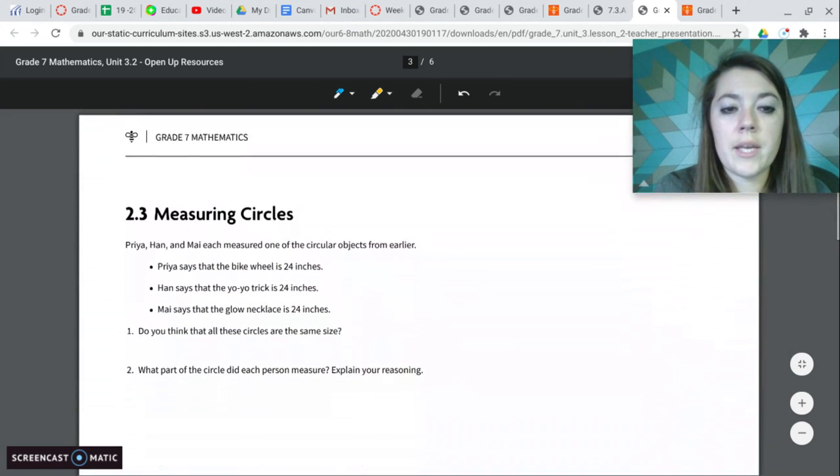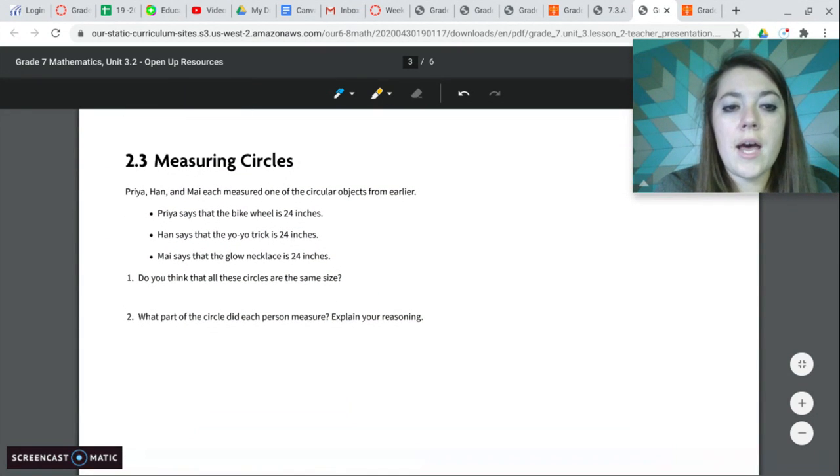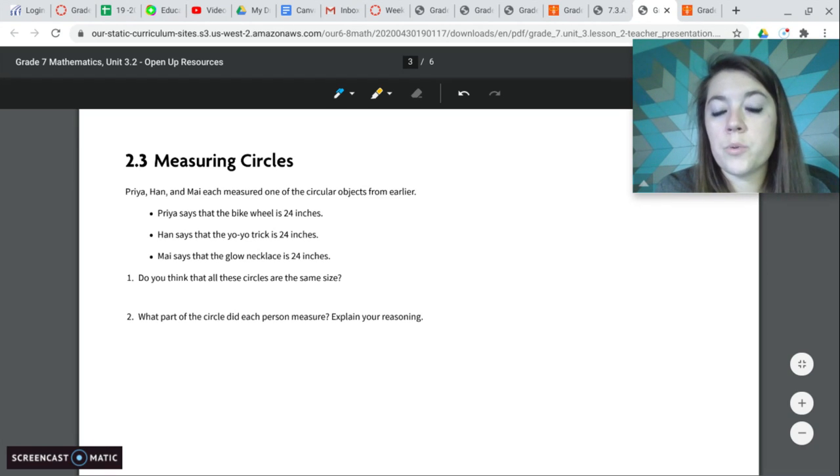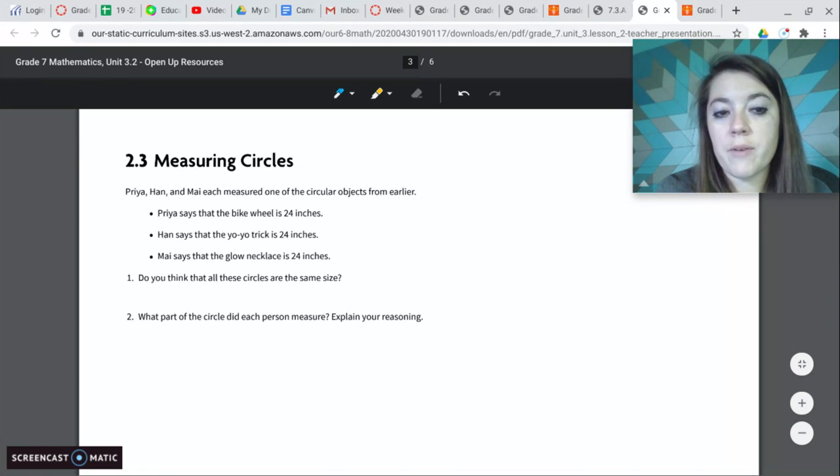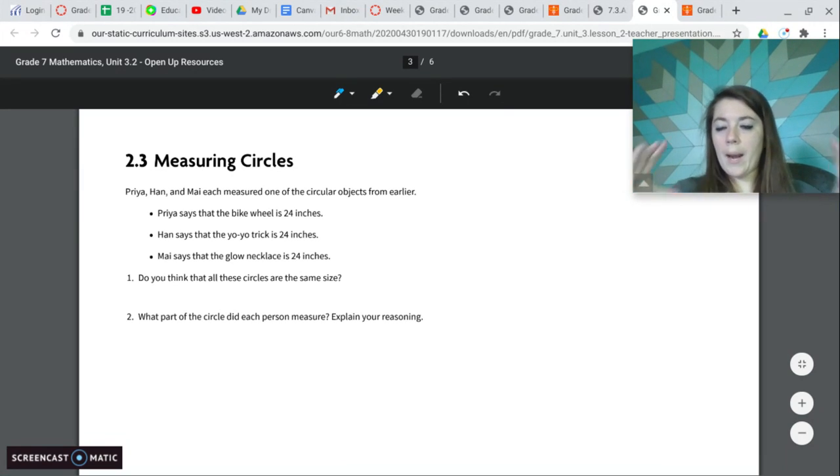Now, the next thing we're looking at, measuring circles. Priya, Han, and Mai each measured one of the circular objects from earlier. Priya says that the bike wheel is 24 inches. Han says that the yo-yo trick is 24 inches. And Mai says that the glow necklace is 24 inches. Do you think that all these circles are the same size? So if we think about it, a bicycle wheel and a glow necklace, do you think they're actually the same size? They're both 24 inches?